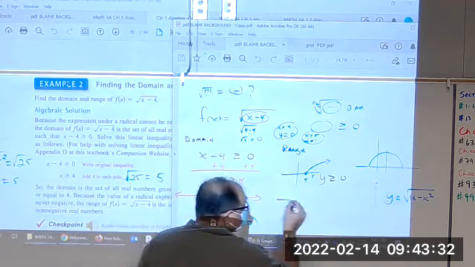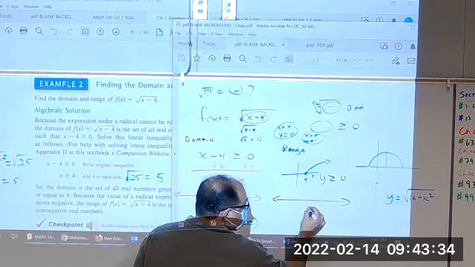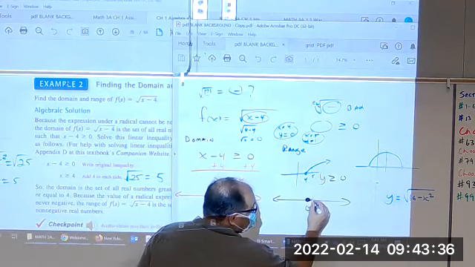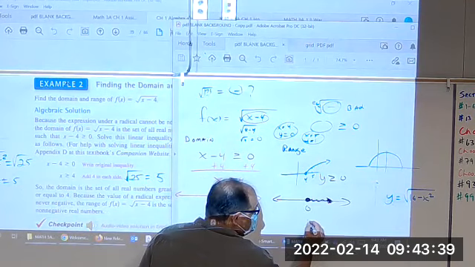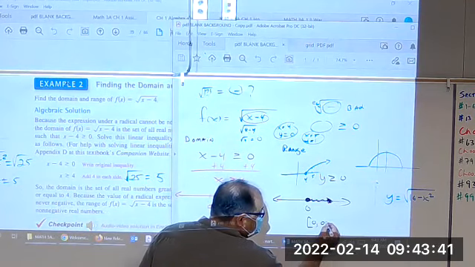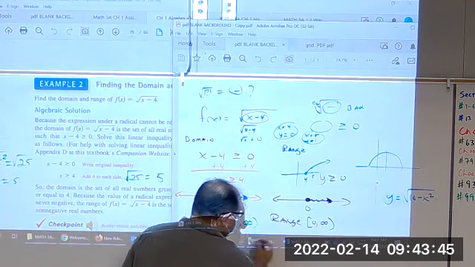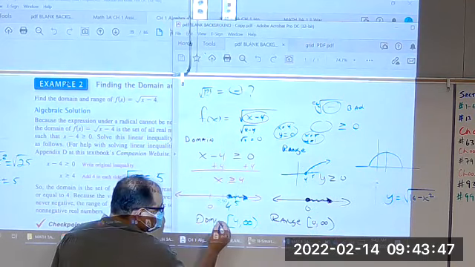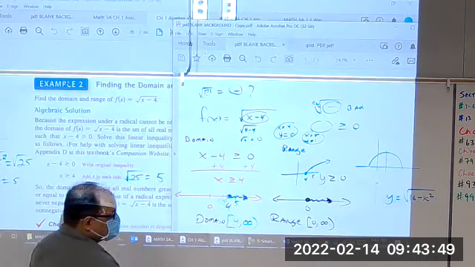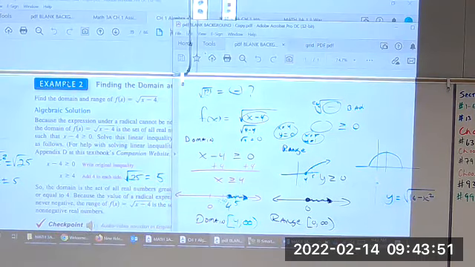So in interval notation, 0 would have a closed circle, and greater than would go that way. Bracket on the 0 to infinity. That's your range. You've got to think it through.